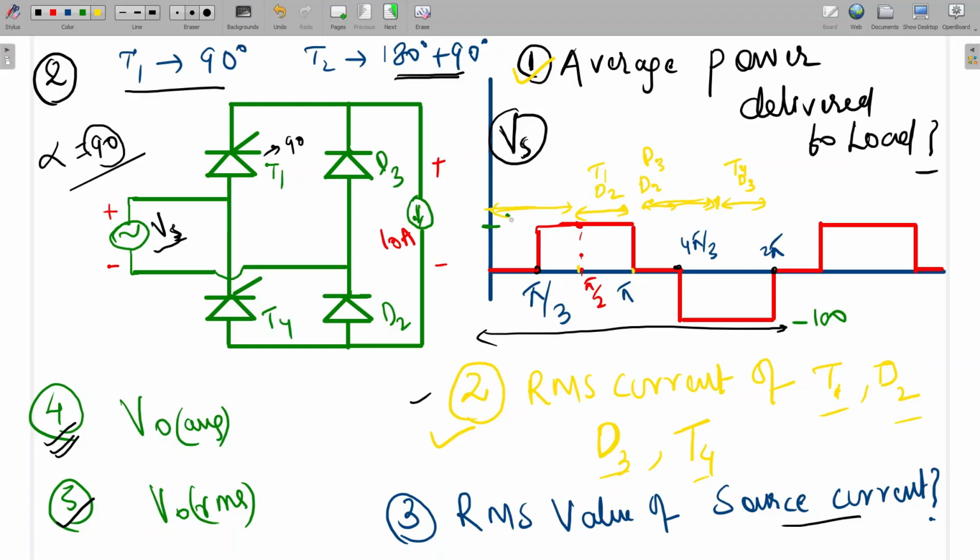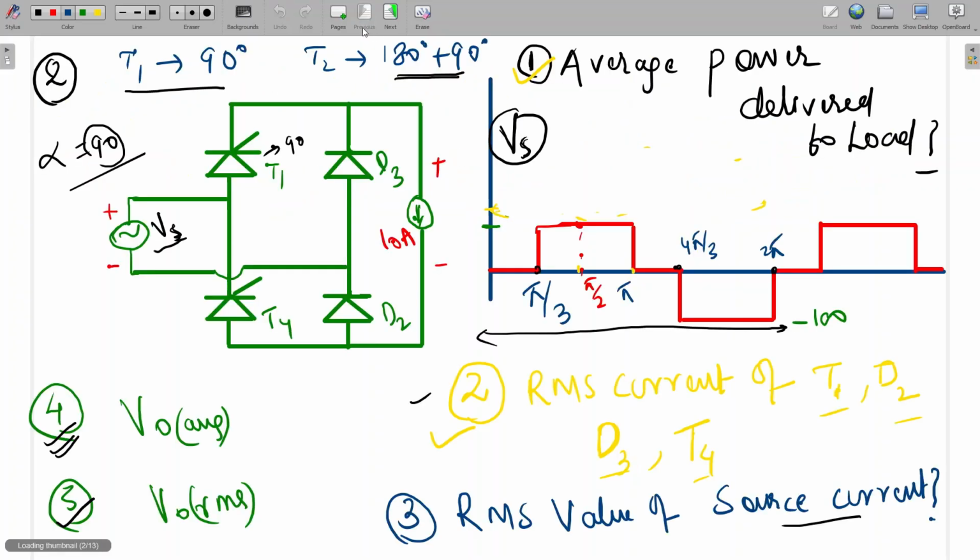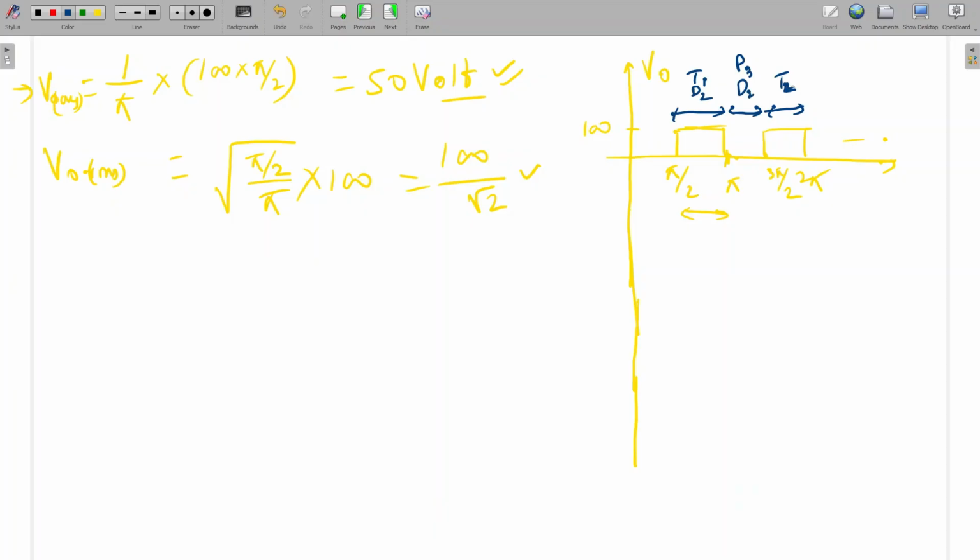Am I audible? See, I will explain this with respect to the output voltage. The output voltage waveform I have already drawn here. From pi by 2 to pi, T1 and D2 will conduct. Again here D2 and D3 will do the freewheeling. Again here T4 and D3 will conduct. Again here D2, D3 will do the freewheeling.